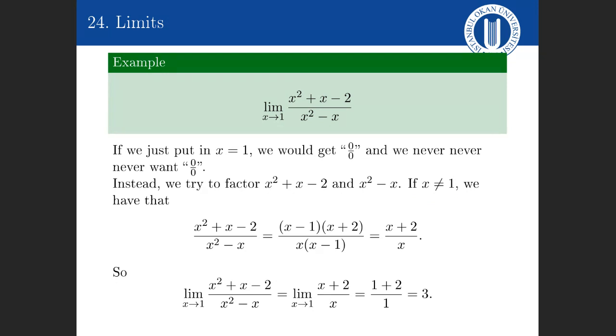We can factorize our function into x minus 1, x plus 1 divided by x, x minus 1. And then, of course, x minus 1 cancels with x minus 1, and we're left with x plus 2 divided by x. So the limit that we want is the same as the limit as x tends to 1 of x plus 2 divided by x. And now we don't have 0 on the bottom, so now it's okay to replace x by 1. And we end up with the answer of 3.